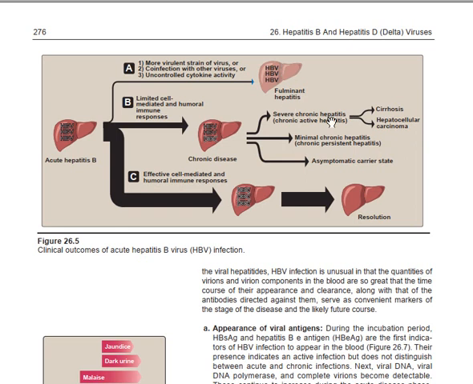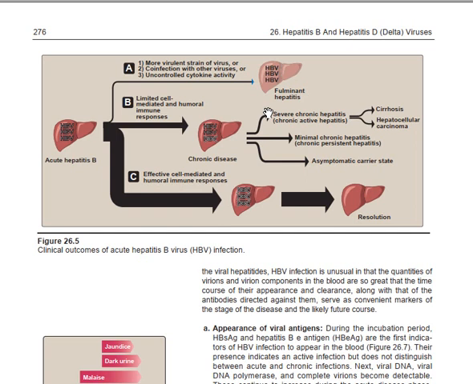The question you want to ask me is, how do you identify chronic hepatitis? To identify chronic hepatitis, use immunoglobulin G. Is it clear? So use immunoglobulin G.